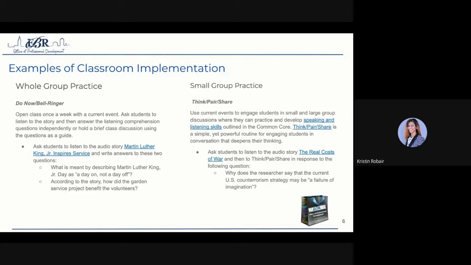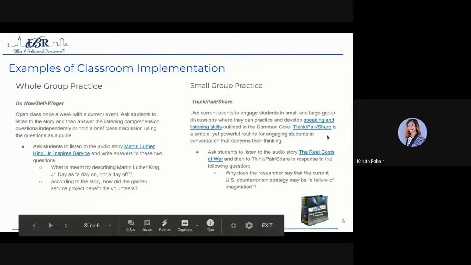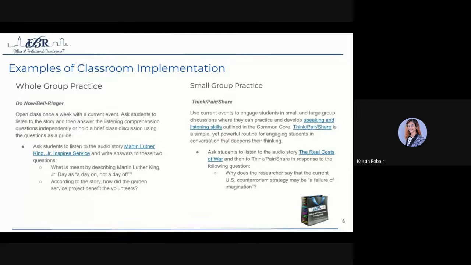When we're talking about small group practice, think, pair, share. Think, pair, shares are one of my favorite things to do in the classroom because it's a simple yet engaging way for students to have that dialogue with each other to deepen their understanding in their thinking, right? And so one of the things that I use is the LDOE conversation stems, as well as a discussion tracker to just make sure that the students are having that dialogue.